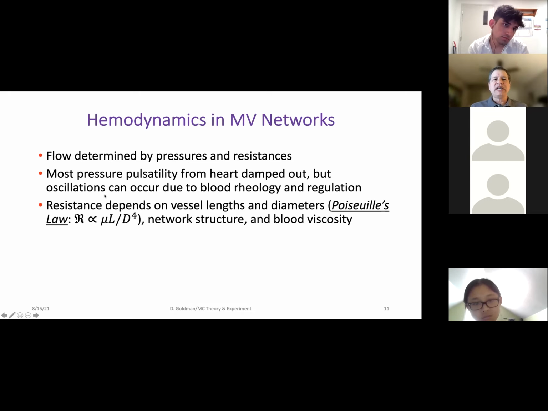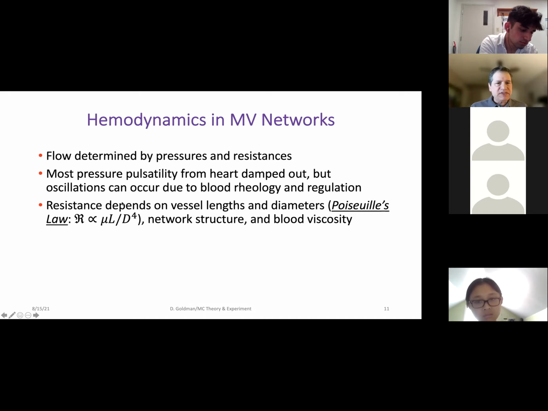Now you do have oscillations, but these mostly occur because of blood rheology. So it turns out that just the way red cells distribute, you can get some oscillatory behavior, and also from regulation, okay? So when arterioles try to regulate to say get a certain flow in a certain place, then that can cause oscillations, okay?